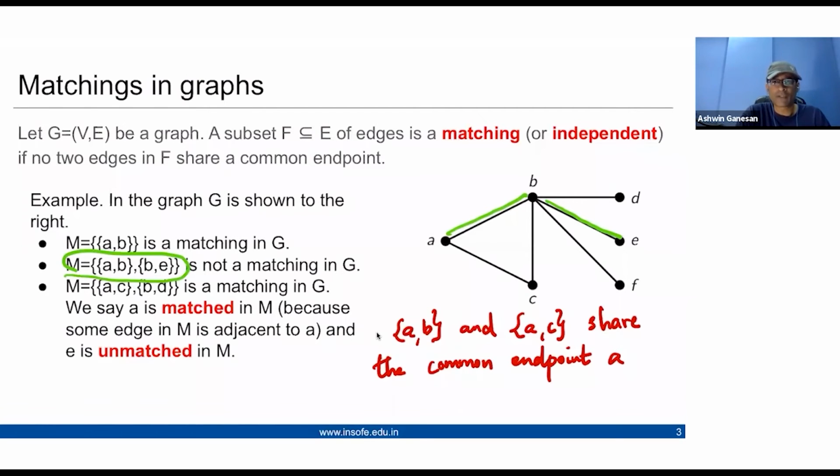All right. So yes, Prashant, you're right. The vertex B is common to both those edges, and therefore the two edges do not form a matching.